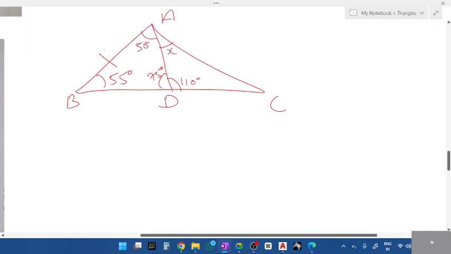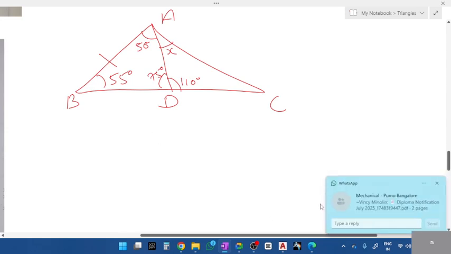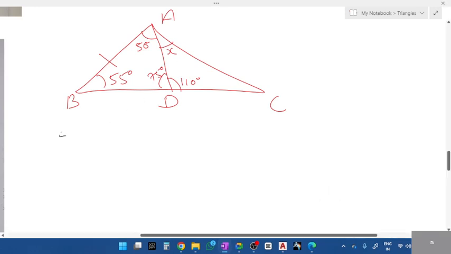Okay, where is angle X, students? Angle X is in which triangle? First triangle or second triangle? Second triangle. So that you'll have to mention. In triangle what? How will you name the second triangle? In triangle ADC, right? Now we found these many values.